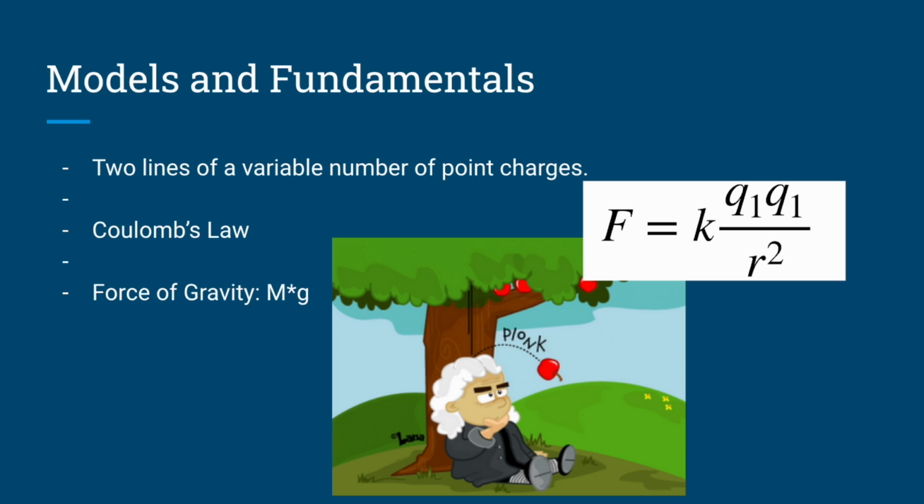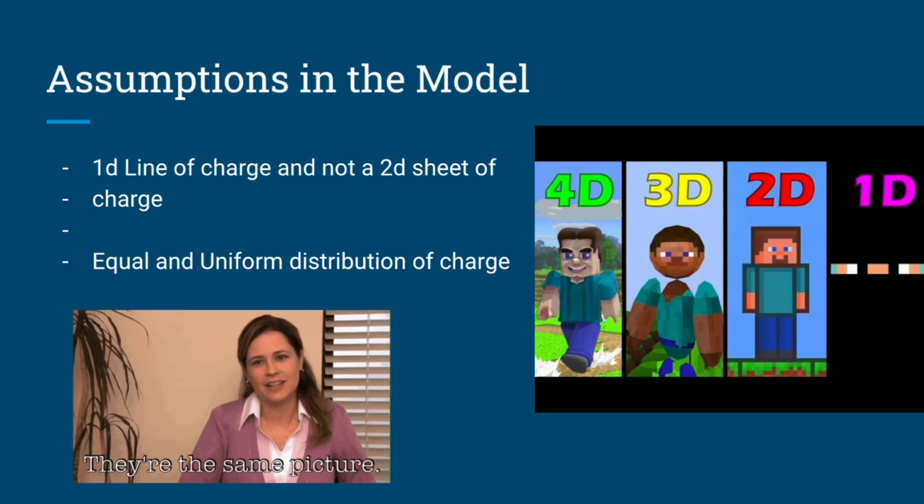So let's go over the models and fundamentals. The model consists of two lines of a variable number of point charges, and the electric force and electric field are based on Coulomb's law, where the field equals kQ over r squared, and the force equals kQ1 times Q2 over r squared. We also are using the force of gravity, as the force between the charged tapes has to equal out and cancel the force of gravity. And here we have Mr. Gravity at the bottom of the slide.